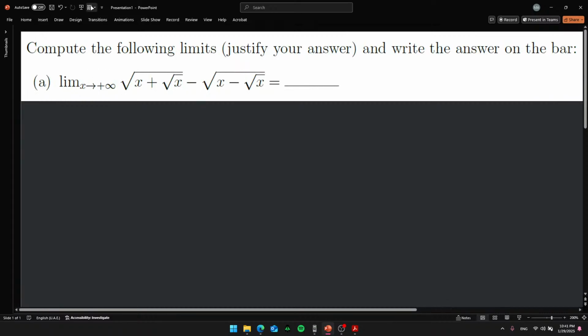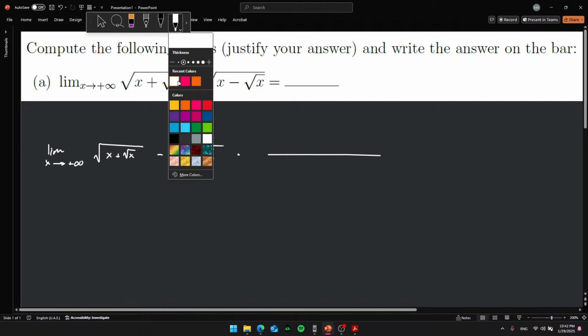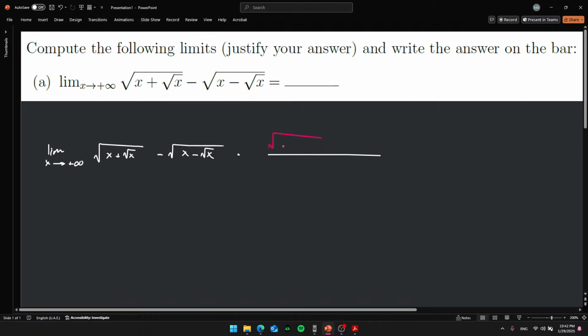Okay, for this question, we have to multiply by the conjugate. Limit as x goes to positive infinity of root of (x plus root x) minus root of (x minus root x), multiplied by root of (x plus root x) plus root of (x minus root x), over root of (x plus root x) plus root of (x minus root x).